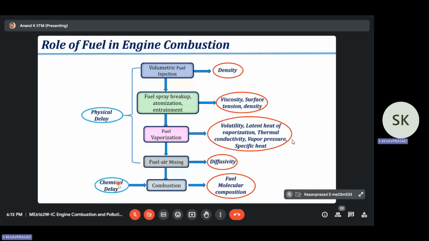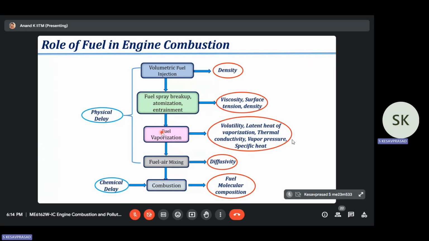So there is a physical delay, there is a chemical delay. During physical delay, there is a sequence of processes happening, and what you see on the right hand side in the red bubble are the various fuel properties that are affecting each of these processes. Each of these processes is affected by these fuel properties. So this is the role of fuel. The fuel will play a significant role in influencing each of these processes. Okay, this is what we are looking at here.